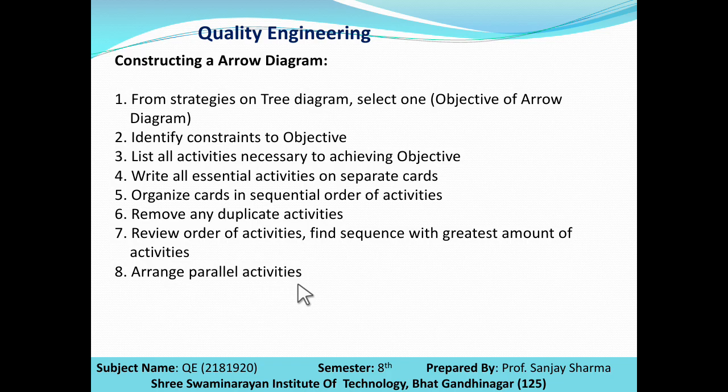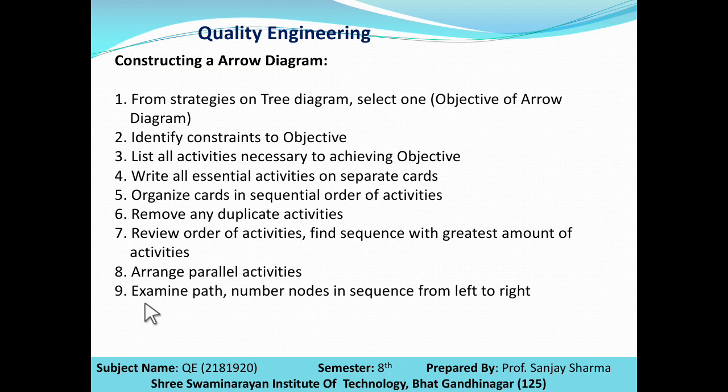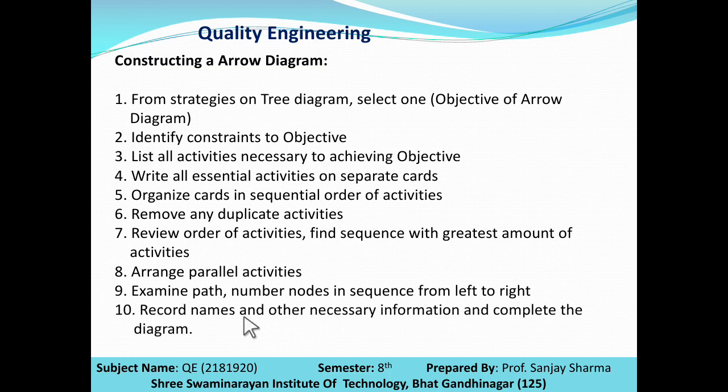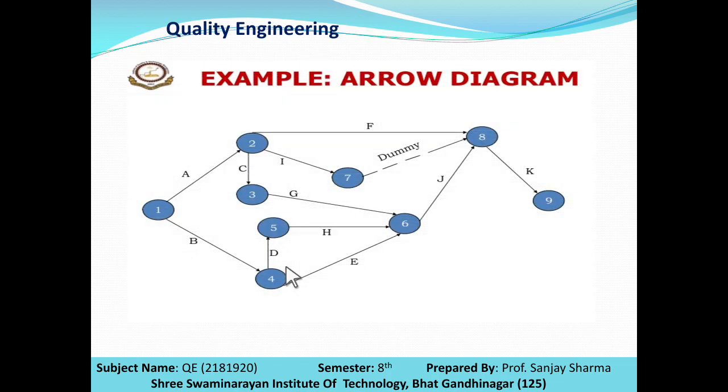Arrange parallel activities. Whatever the activities are there, arrange them in a parallel manner, and examine the path, number nodes in sequence from left to right. Record the names and other necessary information and complete the diagram. So here this is, you can say, the example of an arrow diagram.